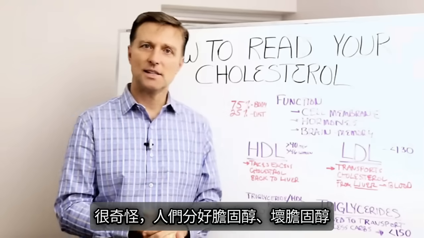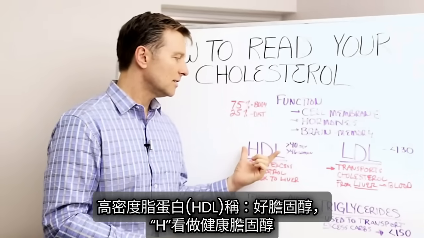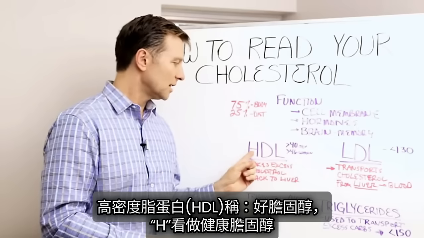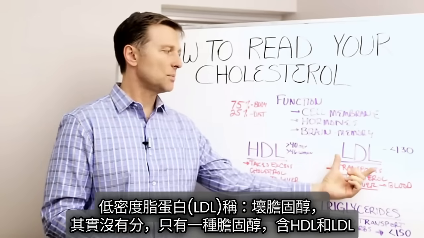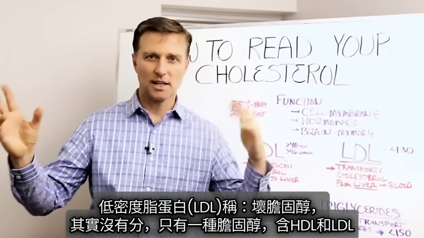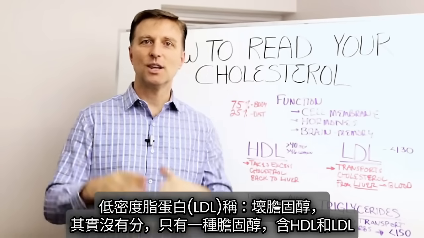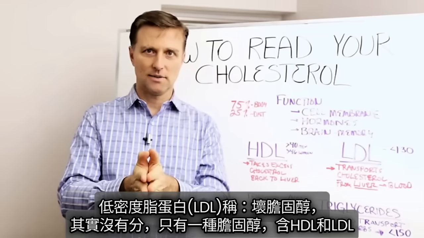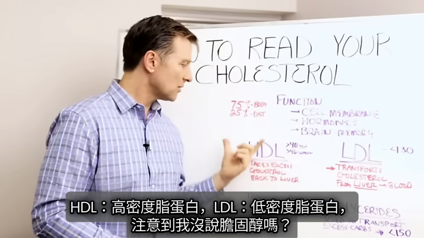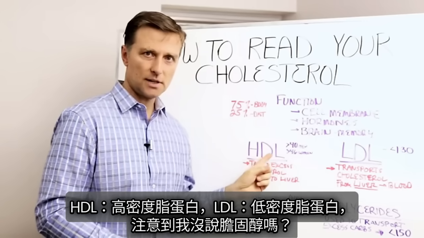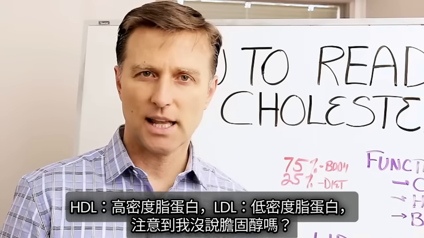Now, what's funny to me is that we talk about good and bad cholesterol, like HDL is called good cholesterol. You can kind of think of the H as like a healthy cholesterol. And then LDL is supposedly the bad cholesterol, like there's two types of cholesterol, but there's really no such thing as two different types of cholesterol. It's really one cholesterol that's inside of both of these little guys. This stands for high-density lipoproteins, okay? This is low-density lipoproteins. Do you notice I didn't say cholesterol?